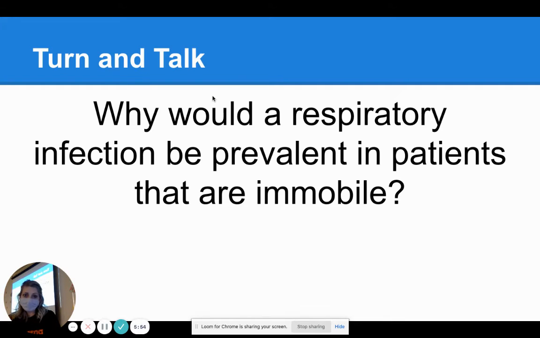Why would a respiratory infection be prevalent in patients that are immobile? Again, they can't fully expand their chest. Getting up moves those secretions more and breaks them up more. Think about most of the people that you're going to see in a rehab setting, like a nursing home. They are older, and if they're younger, they have some sort of chronic problem. Most of them have COPD, heart disease, diabetes. So they're going to have those initial problems anyway, and you have to be very proactive with them.